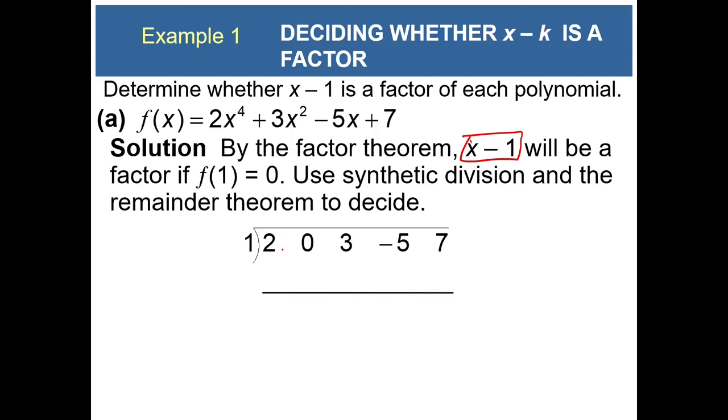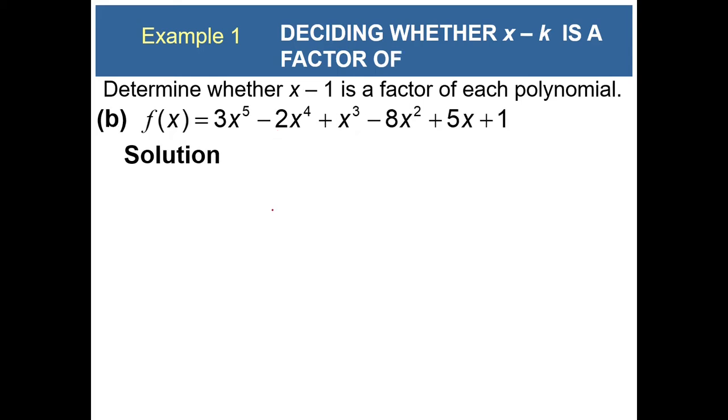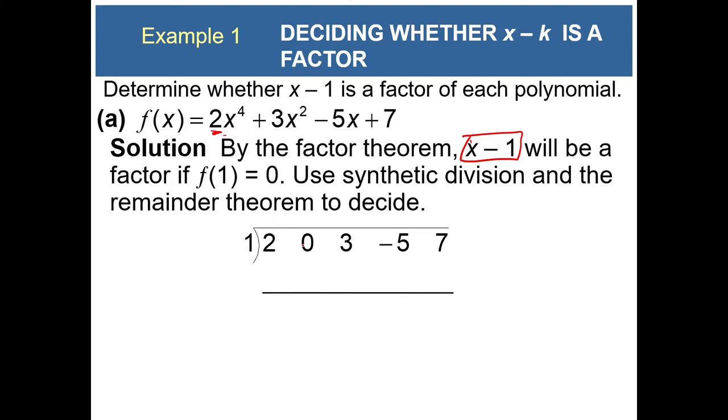And inside we'll put our coefficients. We have a coefficient of 2, and that's why there's a 2 here. The 0 is necessary because it's a placeholder. We're missing a power of 3, so we'll use 0 as a placeholder. 3 is our coefficient for x squared. Negative 5 is the coefficient for x, and 7 is our constant term.